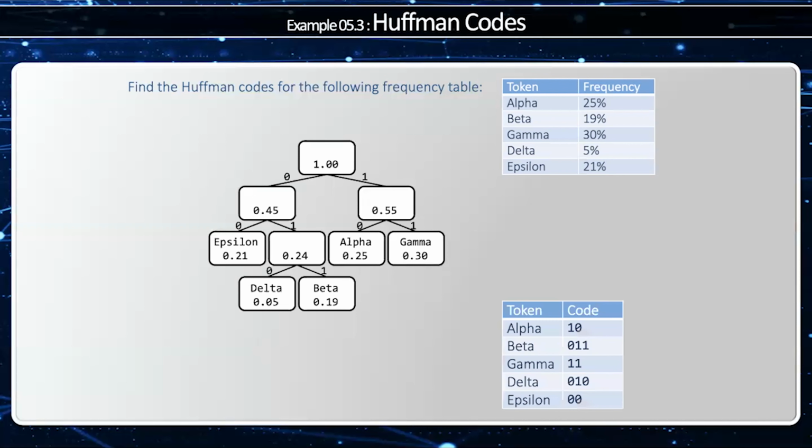And once again, I'm going to find the path from the root all the way to the given node. So for alpha, it is 10. For beta, it's going to be 011, for gamma 11, for delta 010, and epsilon 00.